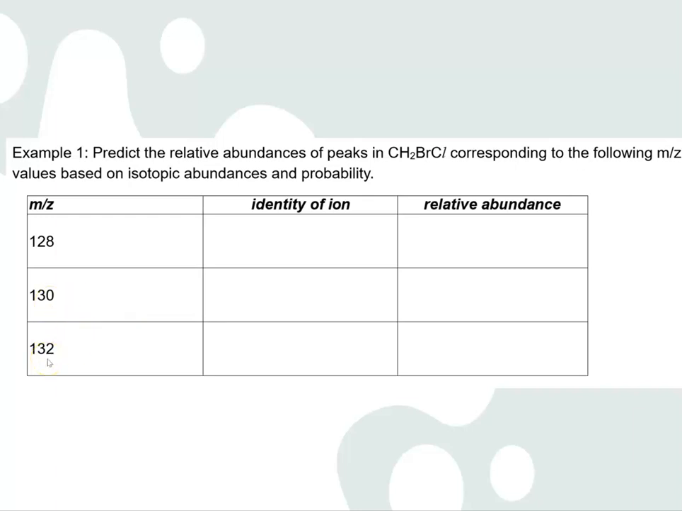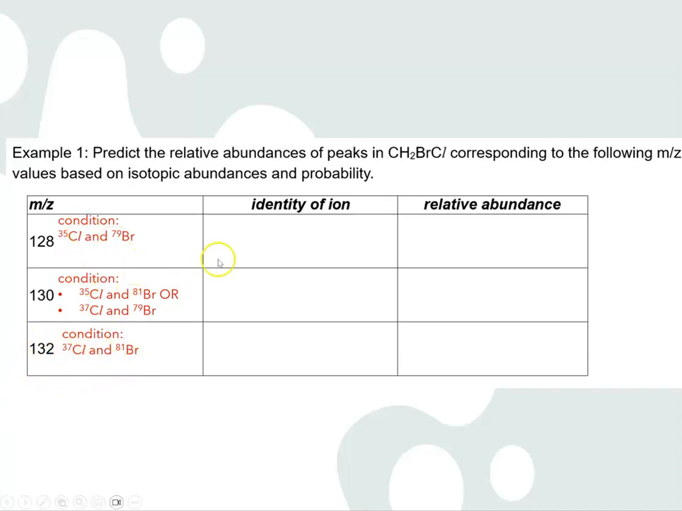Okay, so first we are going to identify the combinations of isotopes that lead to these respective m/z values. Firstly, for m/z of 128, it means that both of the halogen atoms in this molecule must be the lighter isotope, which means chlorine 35 and bromine 79. For 130, there are actually two cases. The first case is chlorine 35 with bromine 81. The second case is chlorine 37 with bromine 79. And for the m/z of 132, the only possible situation is chlorine 37 with bromine 81.